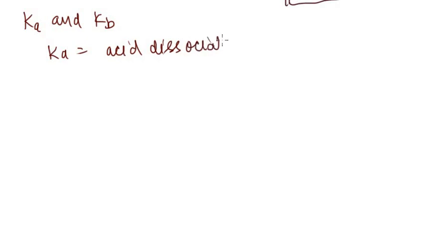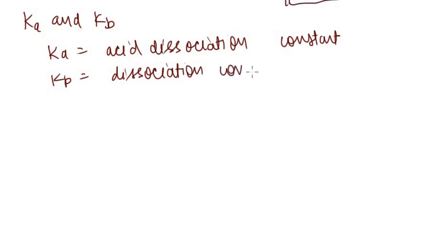Now we're going to introduce new terms, similar to what we have seen in chemical equilibrium, the terms KC and KP. Here we're going to use a lot of K, but now we are using KA and KB. So KA is the acid dissociation constant, and KB here is the dissociation constant for bases.